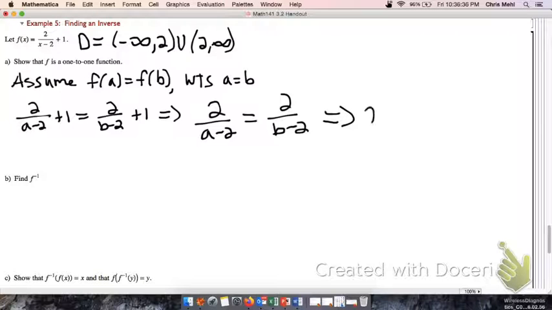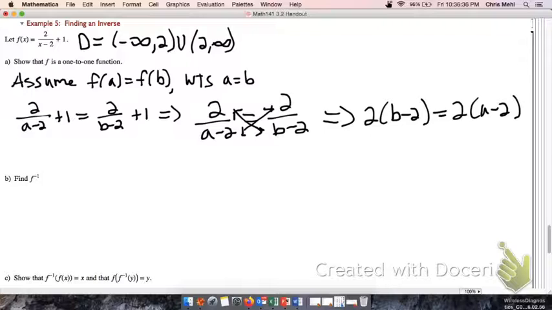And then I'm going to cross multiply. Really I'm multiplying both sides by b minus 2 and a minus 2, but whenever you have two fractions equal to each other, you can cross multiply. So 2 times b minus 2 equals 2 times a minus 2. I'll let everybody verify this on their own, but if you divide both sides by 2 and then add 2 to both sides, you will get a equals b. Therefore, the function is 1 to 1.